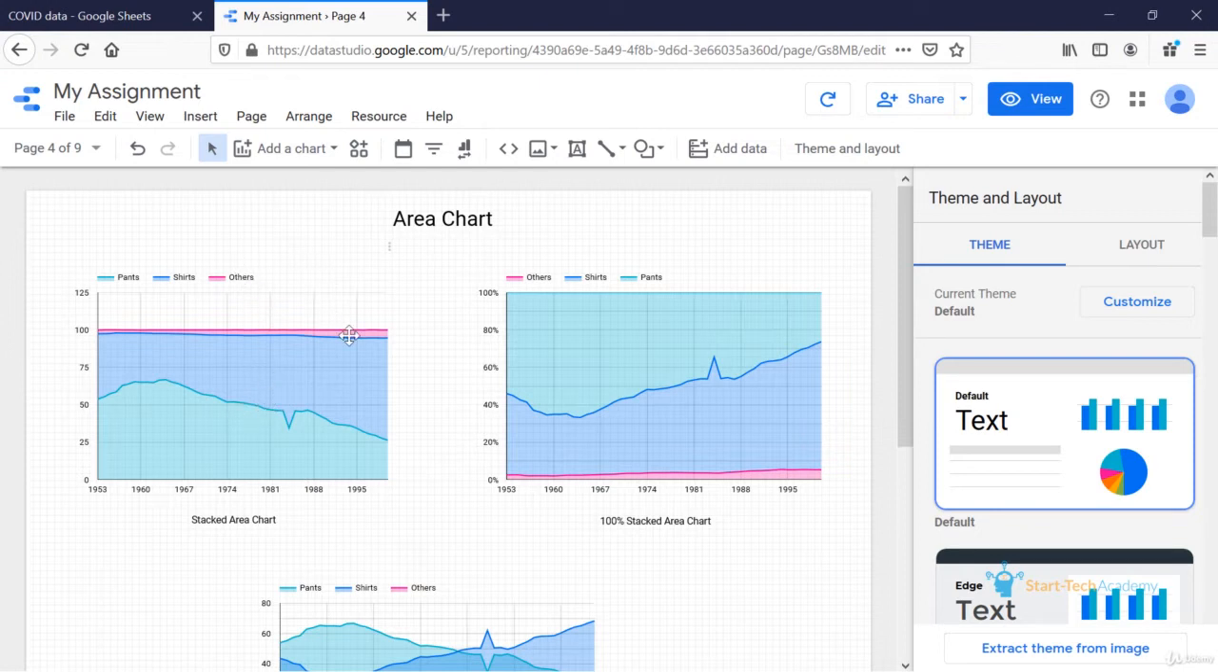First of all, you should add a new page for the area charts. Next, for making these area charts, you need to add a data source, which is the areachart.csv file. This file is available in the resource folder that I have shared with you. Let's take a look at the data.